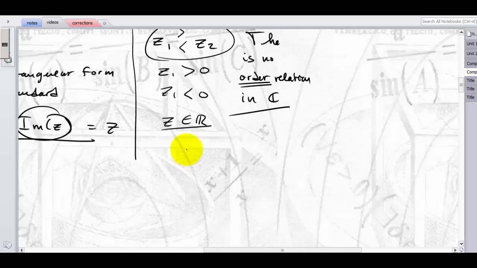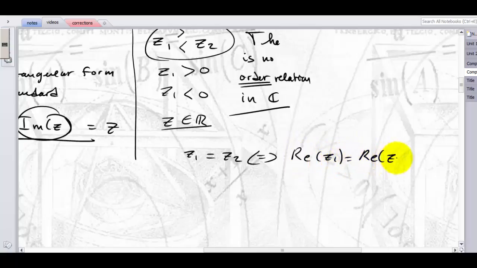Finally, two complex numbers will be equal to each other if and only if the real part of z1 is equal to the real part of z2, and the imaginary part of z1 is equal to the imaginary part of z2.